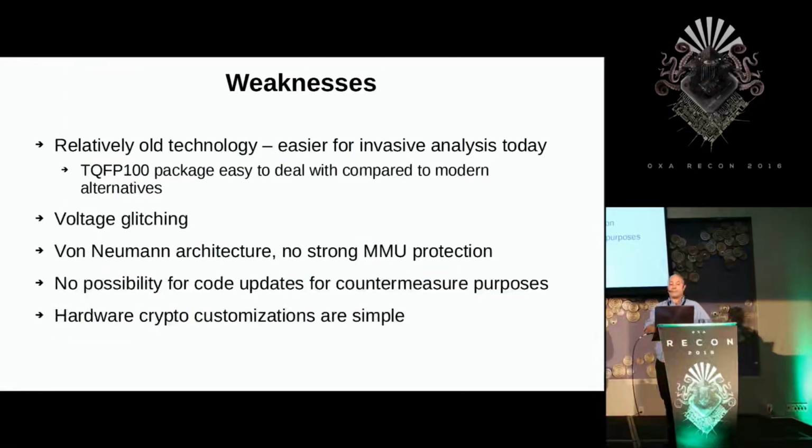So I identified some weaknesses within the system when I was studying it. The first was that it's now pretty old technology. This makes it a lot easier for an invasive analysis today. The TQFP 100 package was actually pretty easy to deal with compared to what some of the modern alternatives are. The chip is susceptible to voltage glitching. The von Neumann architecture with no strong MMU protection meant that I could easily put my code in RAM and then have it executed.